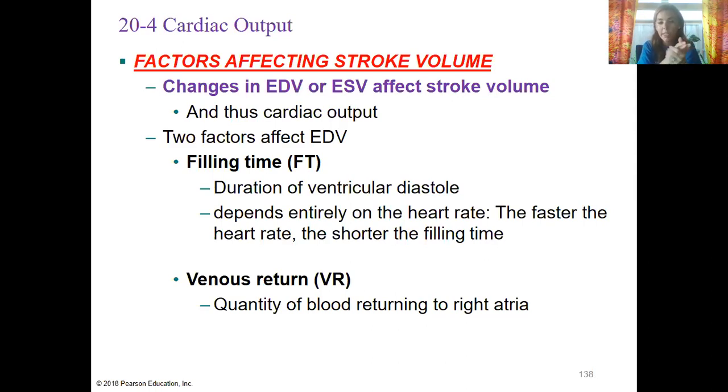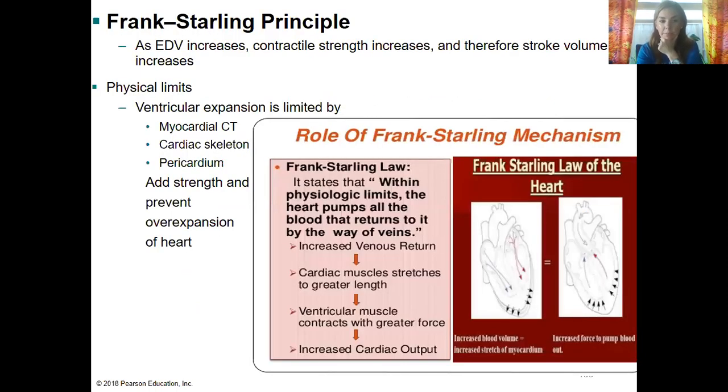Venous return is how much blood is coming back into the right atria. However much you get back is of course going to affect how much is actually going to end up in the ventricles as they are trying to fill. So filling time and venous return are the two things that will affect that EDV.